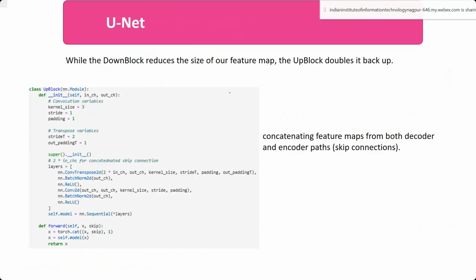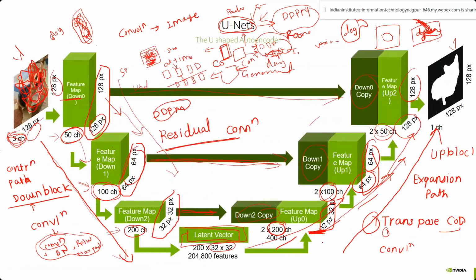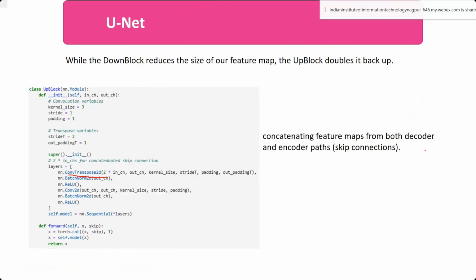And what is your up block structure? As I have mentioned about transpose convolution, in the up block, only at the initial level you are using transpose convolution. Later on you are using simple convolution, because initially it will give you the expanded image. Later on you need to again capture the features. That's why you are using simple convolution operations.